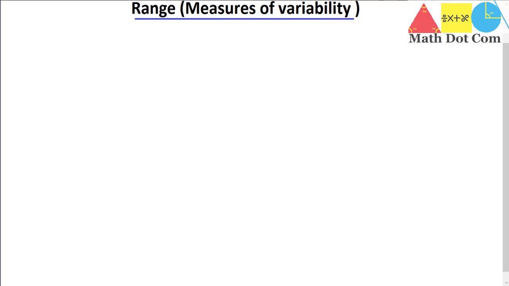Hi everyone. Today we are going to learn the first measure of variability, that is the range, as we have discussed in detail regarding the measures of variability after discussing the measures of central tendency. So as we know, the measures of central tendency are mean, median and mode, and the measures of variability are range, interquartile range, standard deviation and variance. We will discuss them one by one, but today we are going to learn about the range. So what is range?